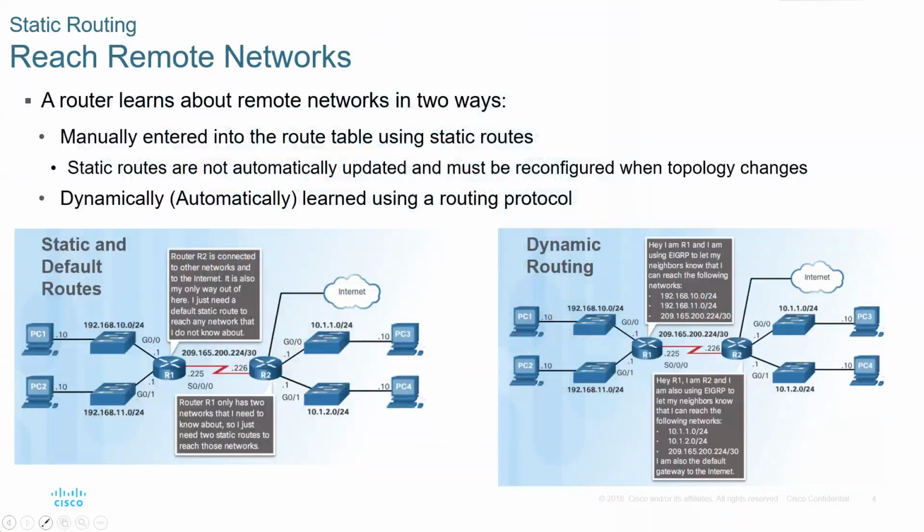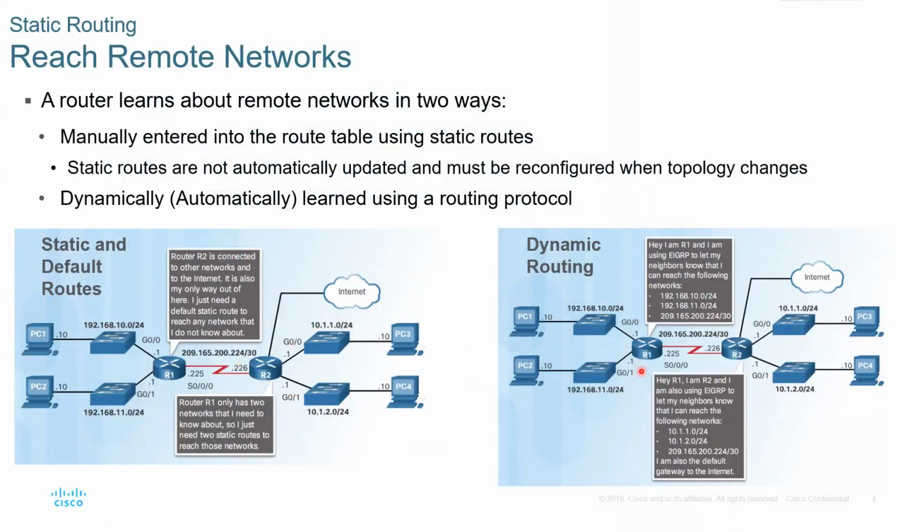Routers learn remote networks in two ways. On the left side, we see static routes. So R1 will enter the remote networks of R2, and R2 will enter the remote networks of R1. So that's manually inputting the routes in a very simple topology.